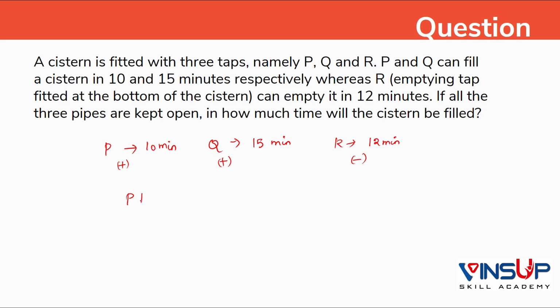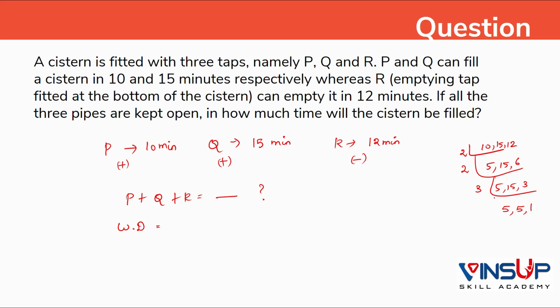So we have to find, if all the 3 pipes are kept open, how many minutes it will take to fill the cistern. For that, first we have to find the work done. Work done is nothing but the LCM of 3 values, 10, 15 and 12. First, with 2: 5, 15 will not go, so take as it is, 12 divided by 2 is 6. Next again 2: 5, 15, then 6 becomes 3. Now 5, 15, 3 will not go with the second table, we move to the third table: 5, 15 become 5, 3 becomes 1. Next the remaining 5 table: 1, 1, 1. So 2 2s are 4, 4 3s are 12, 12 into 5 is 60. LCM of 10, 15 and 12 is 60.